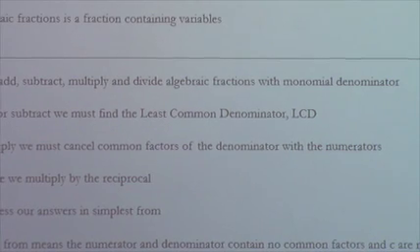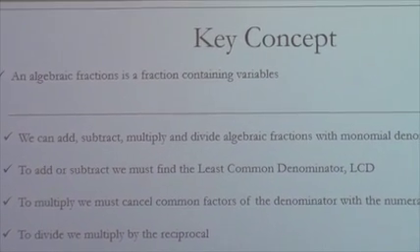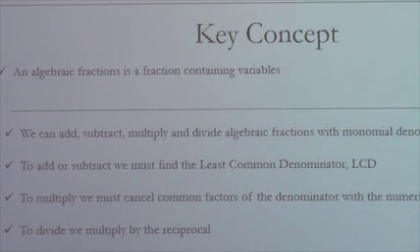So let's get some background information on what is an algebraic fraction and what makes it a fraction with a monomial denominator. An algebraic fraction is a fraction containing variables. We can add, subtract, multiply, divide, or even just simplify algebraic fractions, just like when we do fractions of whole numbers that we deal with in arithmetic. We have to find the least common denominator when we add and subtract. We have to cancel common factors when we multiply. And for division, we have to multiply by the reciprocal. All of those rules are going to be applicable to algebraic fractions.